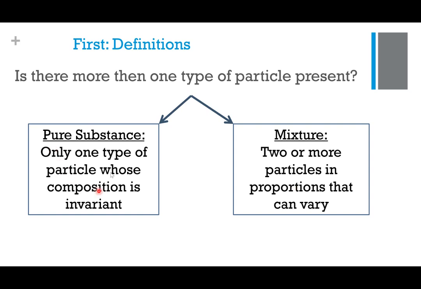What we're going to do now is look at pure substances, and we're going to break up pure substances into 2 more categories. And then we're going to look at mixtures, and we're going to break up mixtures into 2 more categories. So first, let's break down pure substances. Pure substance, 1 type of particle present.